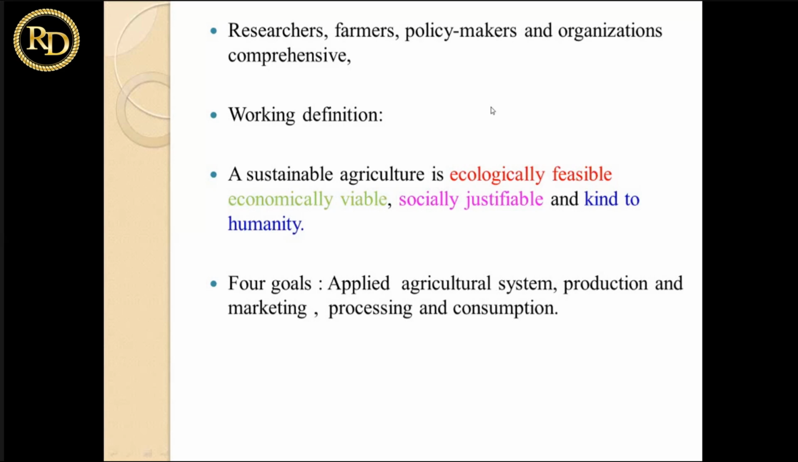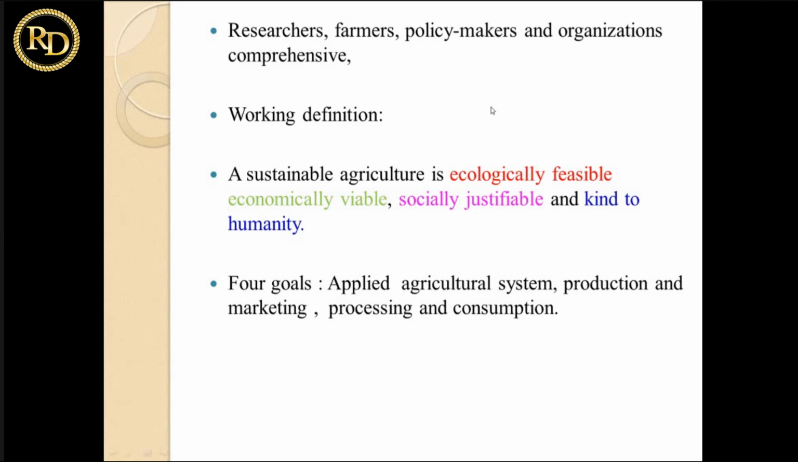It should be economically viable, and socially justifiable. Every sector of society should get the benefit, and it is kind to humanity also. Humanity is a very important part. We have to look into the matter while taking into consideration all the resources. While going for sustainable agriculture, humanity should not be exploited at a high rate.